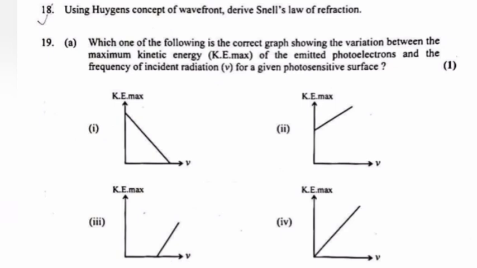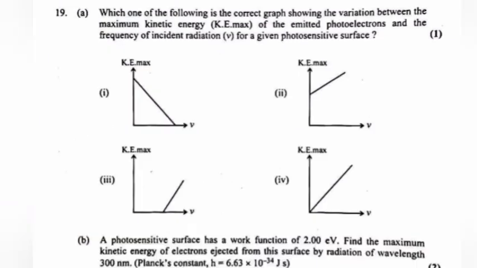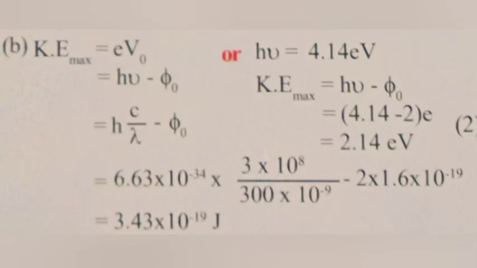19a. Which one of the following is the correct graph showing the variation between the maximum kinetic energy of the emitted photoelectrons and the frequency of incident radiation for a given photosensitive surface? Answer. 3. B. A photosensitive surface has a work function of 2.00 eV. Find the maximum kinetic energy of electrons ejected from this surface by radiation of wavelength 300 nm. Final answer is equal to 3.43 × 10^-19 joule.